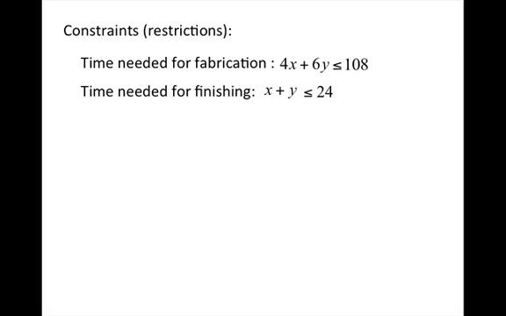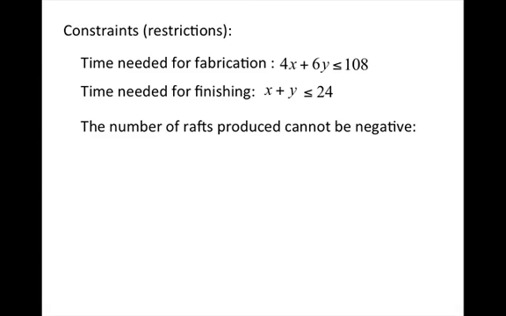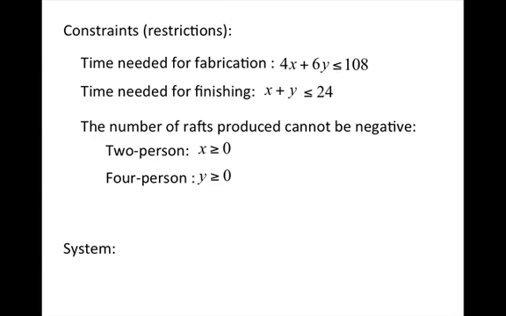I'm not given any other restrictions in the problem, so always look for the implied restriction. The number of rafts produced cannot be negative. So x and y both must be greater than or equal to 0. This gives me my system: 4x plus 6y is less than or equal to 108, x plus y is less than or equal to 24, and x and y are both greater than or equal to 0.